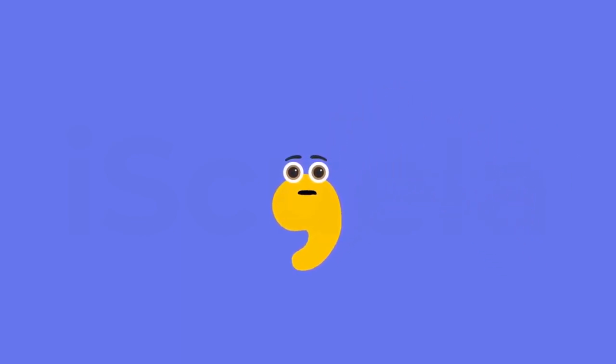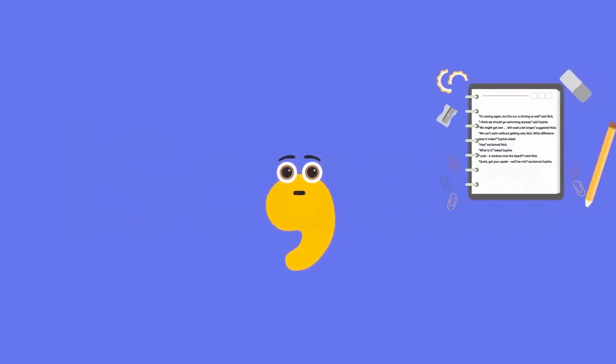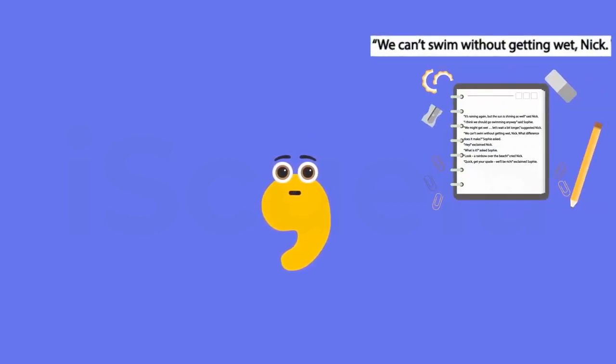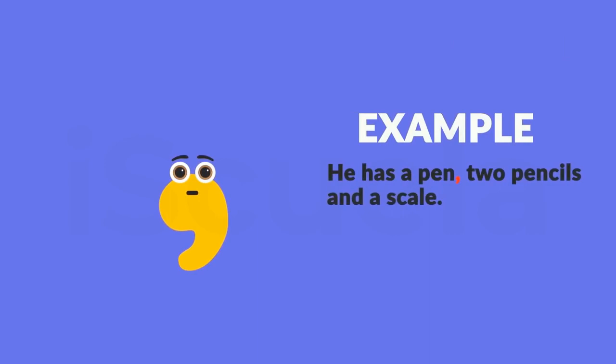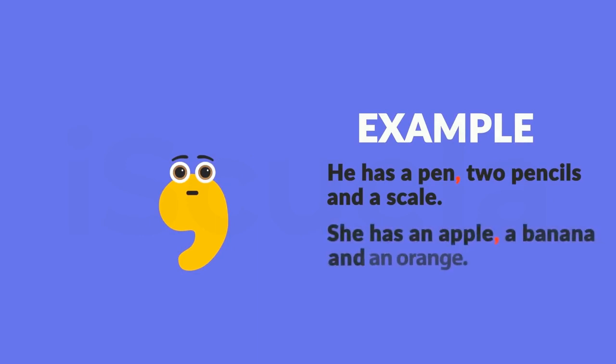Okay, now let's meet comma. Hello, I am comma. I am used to give pause before proceeding and to separate items in a list. He has a pen, two pencils, and a scale. She has an apple, a banana, and an orange.